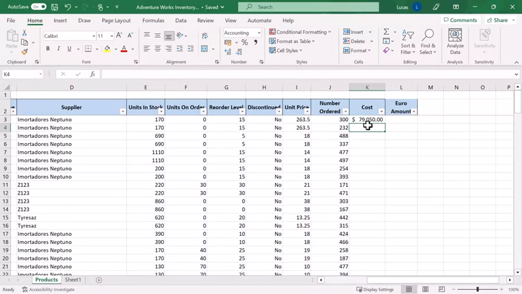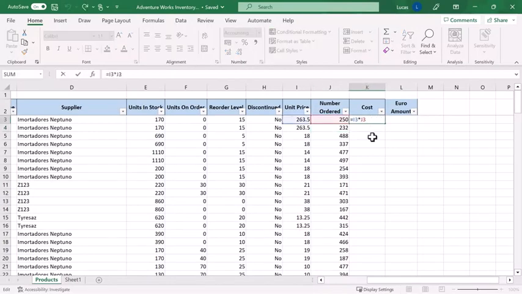AdventureWorks decide to make a change to its order. It wants to reduce the number of units that it ordered by 250. So how can AdventureWorks update the formula with this new information? Amend the figure in J3 and press Enter. This causes the formula in K3 to recalculate and generate a new result of $65,875. If you double-click on a cell such as K3, this opens edit mode.